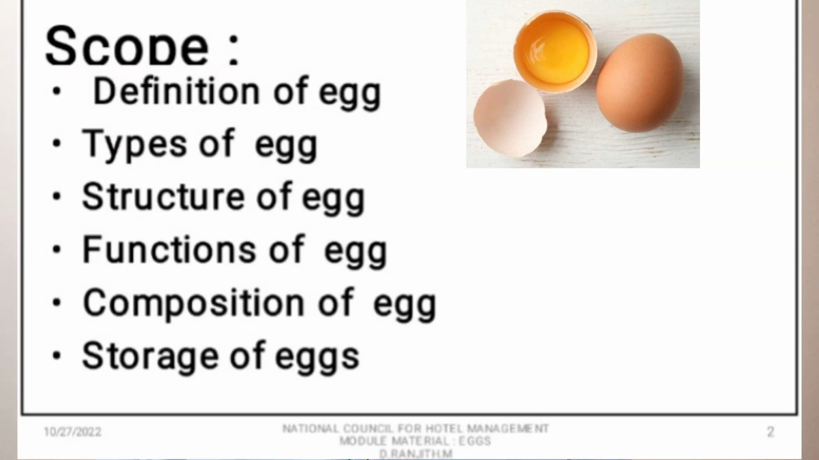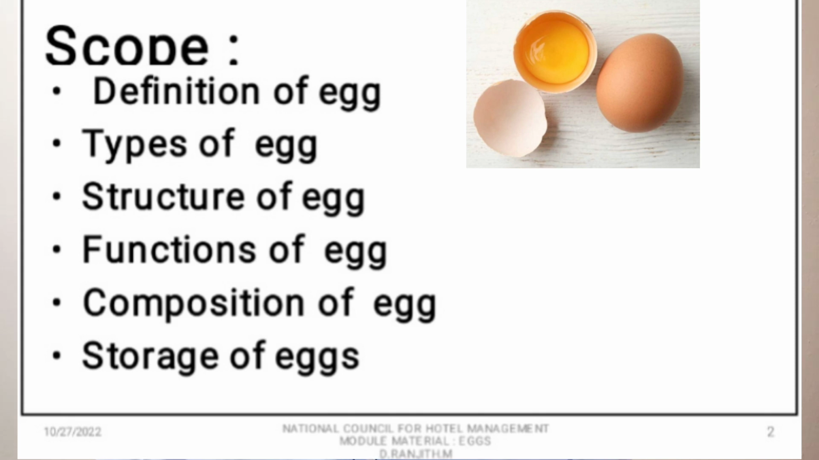Hello students, welcome back to bakery class. Today in this class you are going to learn about eggs. Eggs are one of the necessary ingredients in bakery and confectionery. It is very difficult to make the majority of bakery products without eggs.